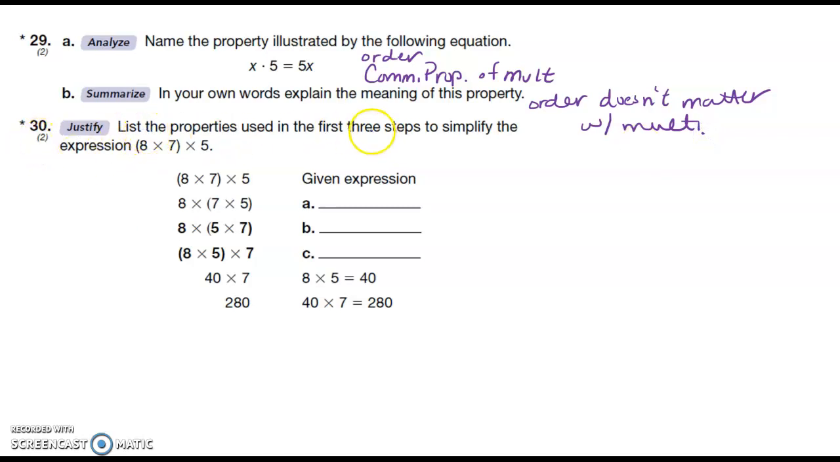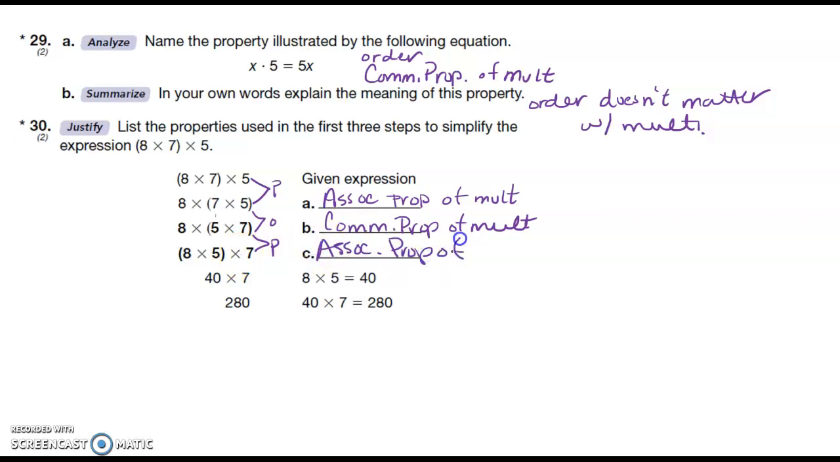Okay, list the properties used on number 30 in the first three steps to simplify the expression here. So that's our given expression. And what I do from here to here is I change the parentheses. So that's the associative property, and we're multiplying, so of multiplication. And then from here to here, I change the order. The 7 and the 5 swap places. So that's the commutative property of multiplication. And then from here to here, I change the parentheses again. So that's again the associative property of multiplication.